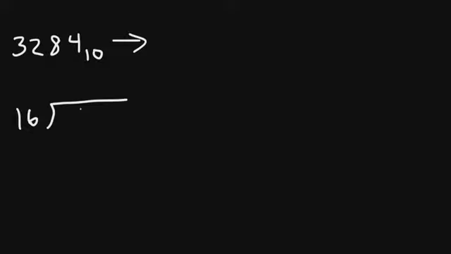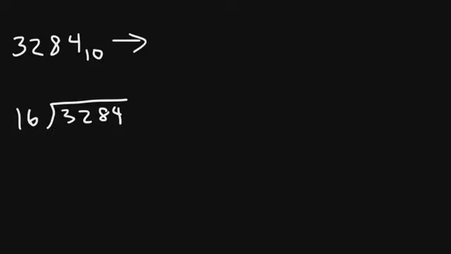Now let's try an example without a calculator. Let's use a bigger number, 3284. So convert this decimal number into a hexadecimal number. If we're going to do this without a calculator, we need to do long division.